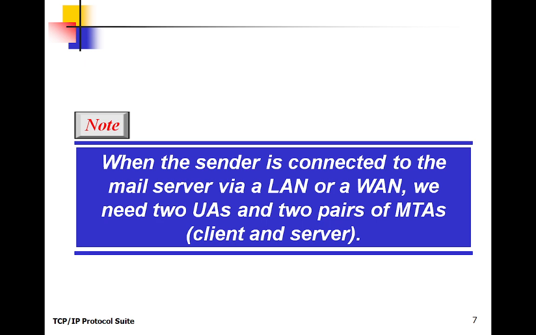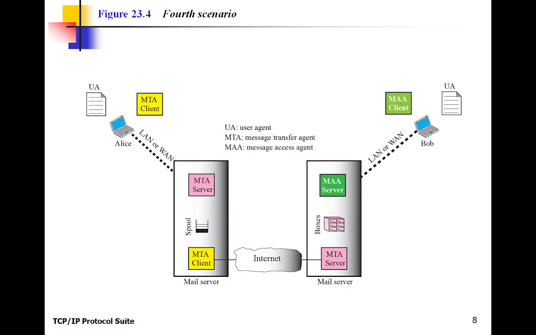Internet, client and server, once that comes, it means internet. Once we say internet, we can have two different networks. So two different networks we can have. So using two different pairs of user agent and mail transfer agent is important.